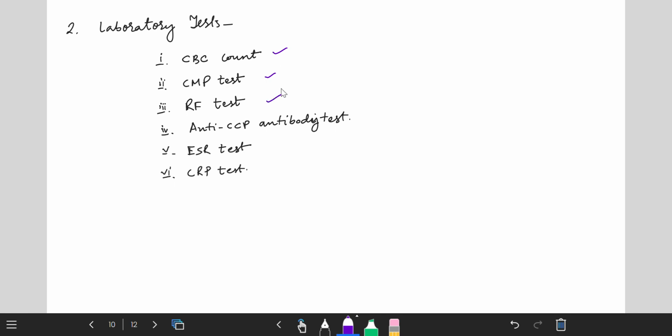Third one is the RF test, or rheumatoid factor test. If there is a presence of RF antibody, this test measures the amount of RF antibody present. Fourth one is the anti-CCP antibody test. It means antibodies to citrullinated peptides. This test looks for the presence of cyclic citrullinated antibodies, if there is presence of CCP.